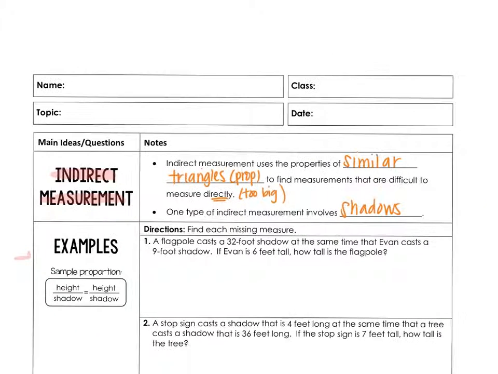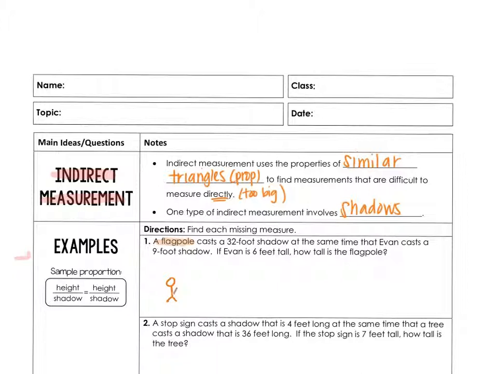So we've got a flagpole, which is larger than you as a human, casting a 32-foot shadow. And that's happening at the same time that Evan is casting a 9-foot shadow. Now Evan is 6 feet tall, so how tall is the flagpole? Here's how we would draw a picture of it.